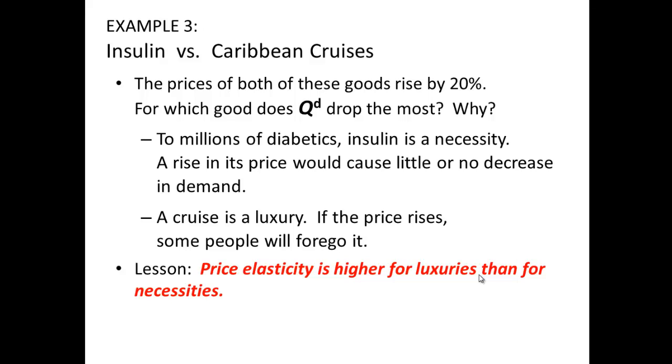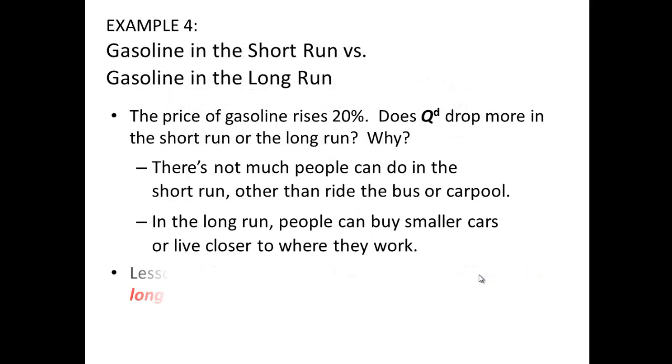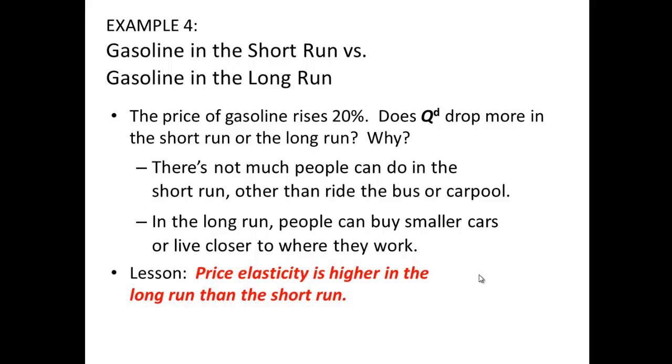I want to keep buying it because it's a necessity. I've got to have it. As opposed to a luxury, I'm less likely to buy it. So that means my response is going to be dramatic, which means I'm not going to buy it. And again, the third example is necessity versus luxury as a determinant of price elasticity. The fourth and final determinant of price elasticity is just time.